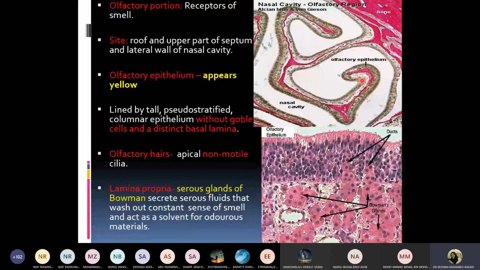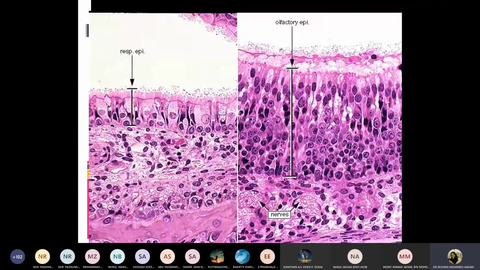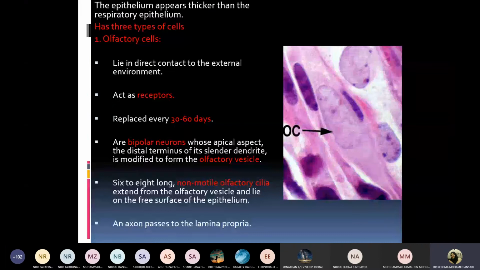So, a comparison between the respiratory epithelium and the olfactory epithelium. Look at the height of the respiratory epithelium, then look at the olfactory. That's why I call it a tall pseudostratified epithelium. They are still pseudostratified, but they are very tall because they are not epithelial cells. They are actually modified neurons. So the epithelium appears thicker than the respiratory epithelium and has three types of cells. The principal cells are your olfactory cells, where you smell. So they are receptors. They are replaced every 30 to 60 days.